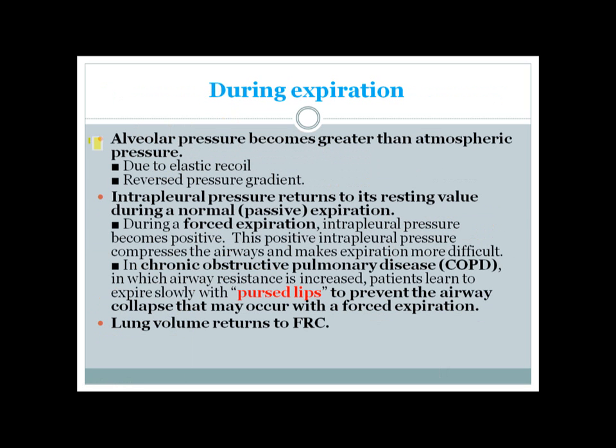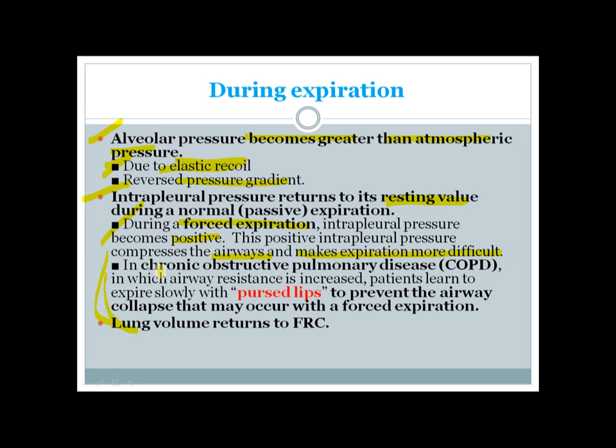So during expiration, the alveolar pressure becomes greater than the atmospheric pressure, and the main reason is elastic recoil, and the pressure gradient is reversed here. And interpleural pressure returns to its resting value, which is -3 or -4 centimeter water. But during forced expiration, the interpleural pressure can become positive, and this positive interpleural pressure compresses the airways and makes the expiration more difficult.